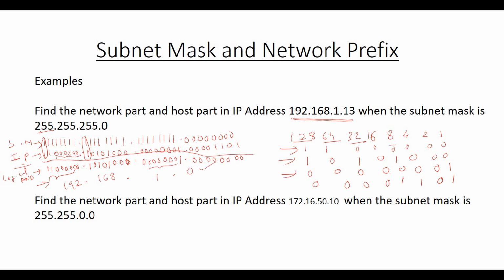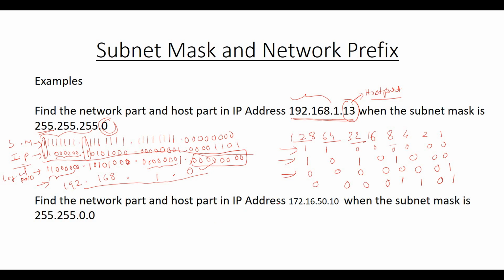That means whenever we perform logical AND with 255, the same address will be obtained. Here we have 255 for 3 octets. So that means the network part will be 192, 168 and 1. Since these 3 octets represent the network part, the remaining will be the host part. So this 13 will identify the corresponding device in this network.